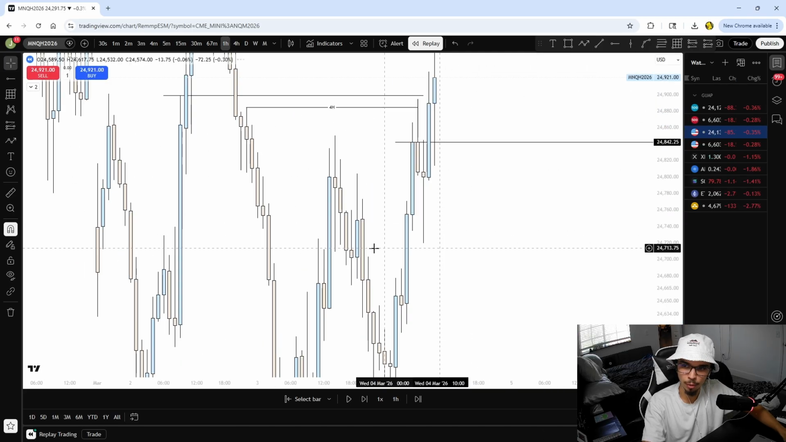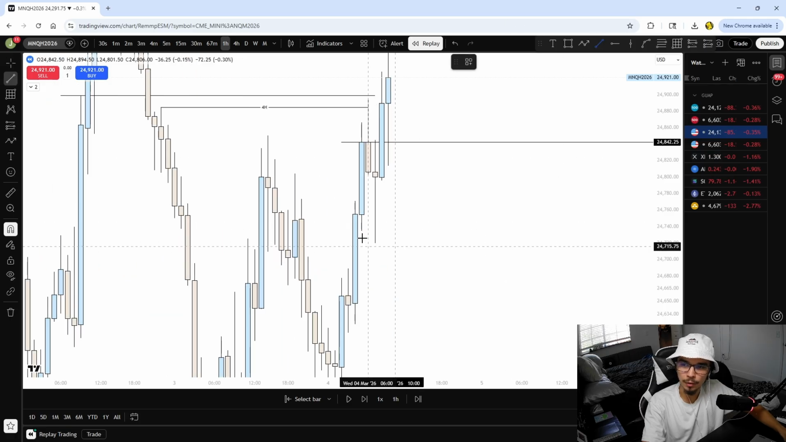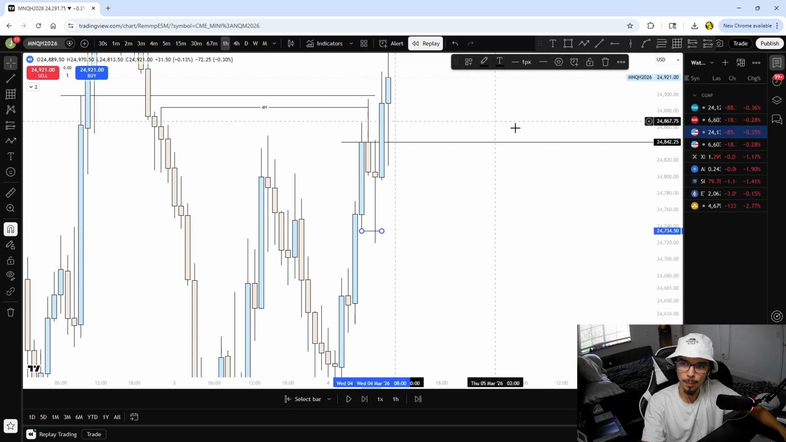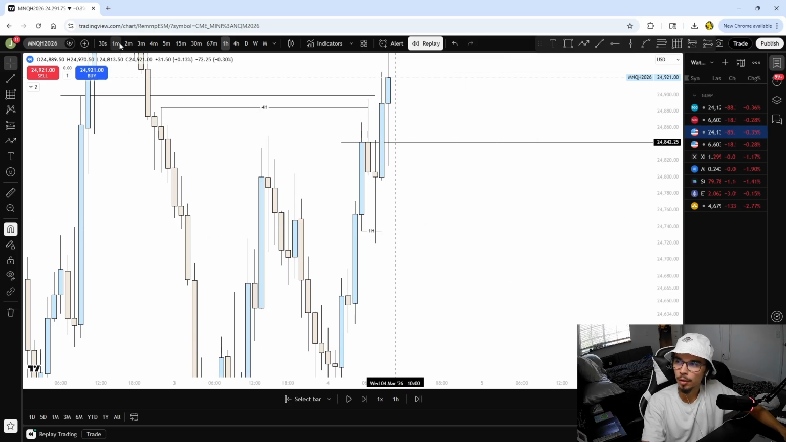I'm sure there was an hourly in here somewhere. Yep, here is our hourly fair value gap right here. We ended up getting a retrace into there, balancing this leg out. Okay, and again, what is still left? This BPR is still left up here.